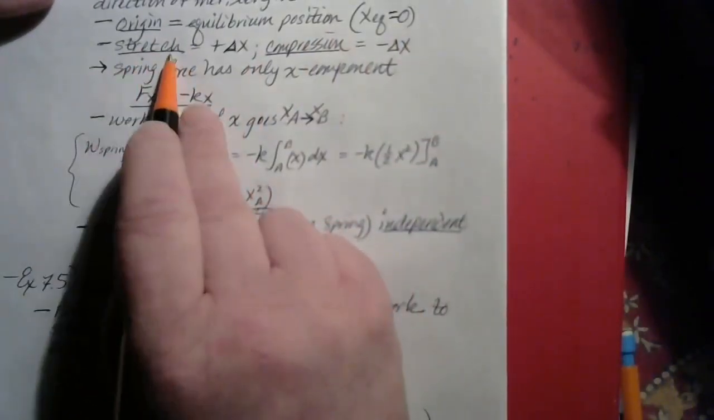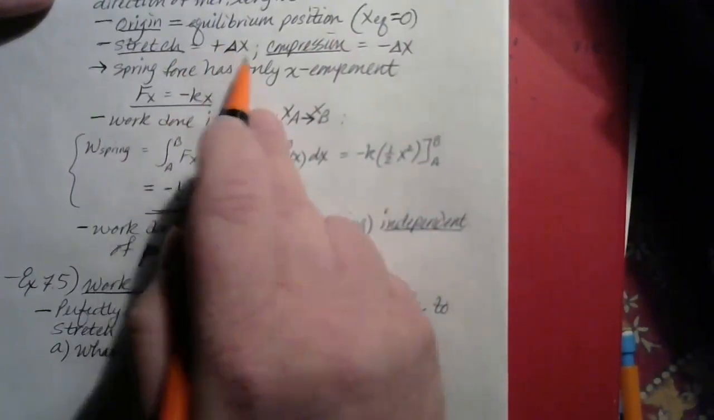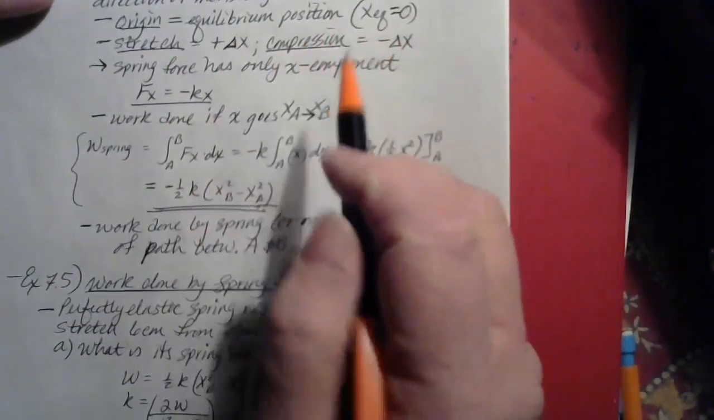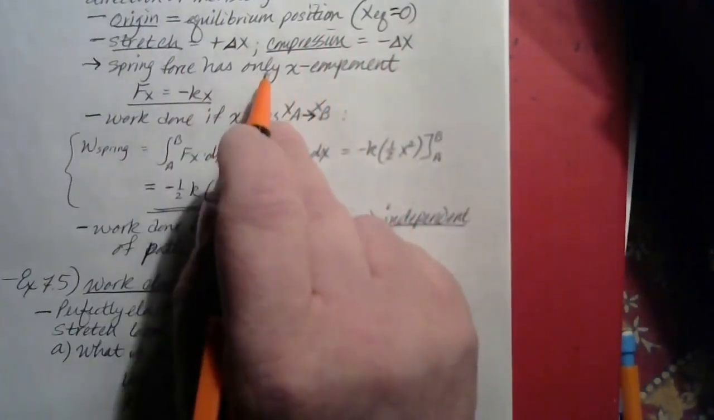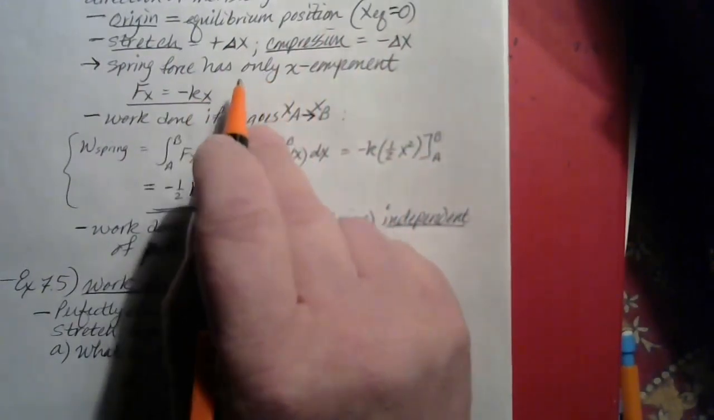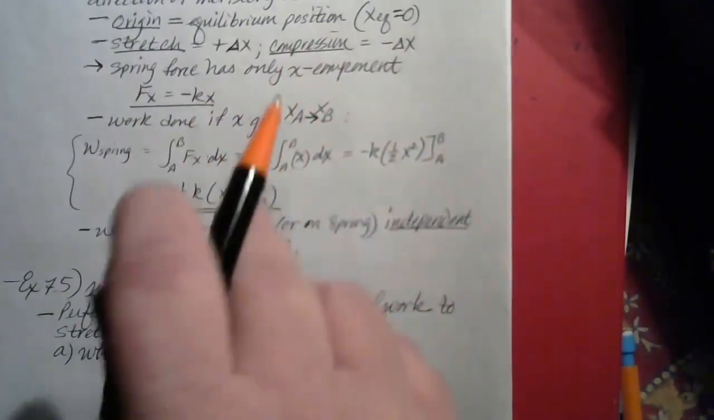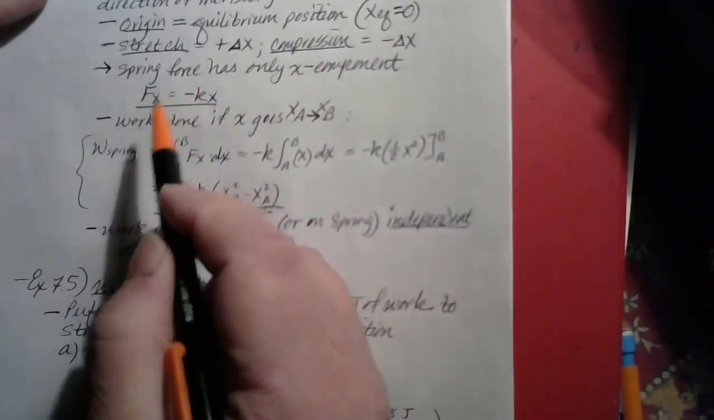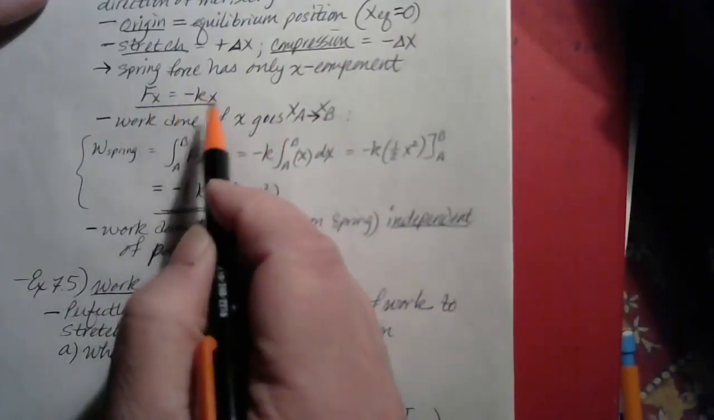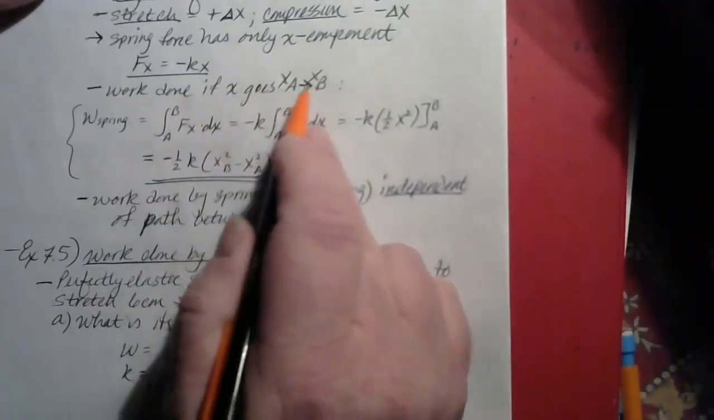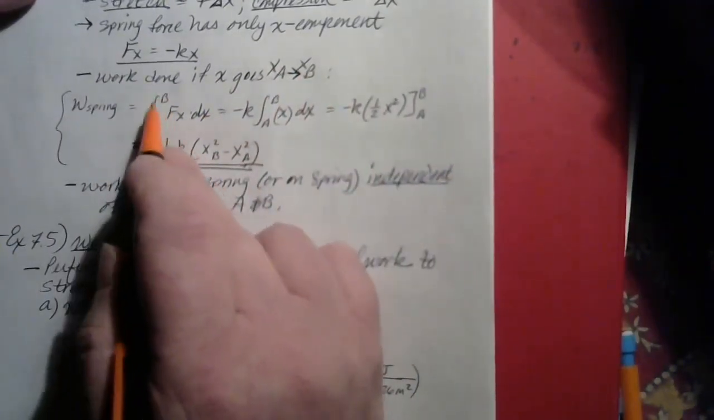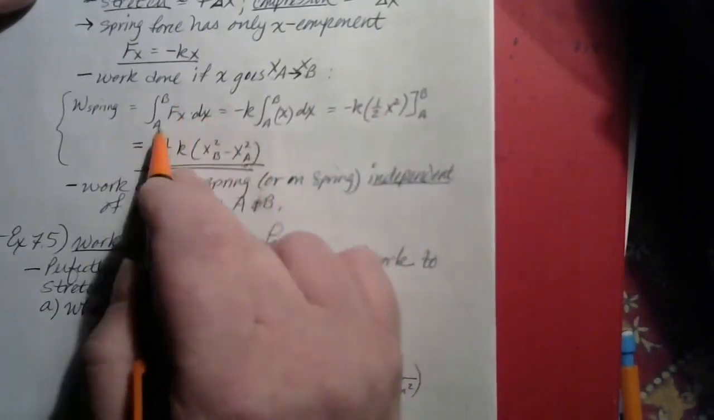Stretching or extension of the spring would be considered a positive delta X, and compression of the spring would be considered a negative delta X. And the spring force in this case, well, in any case, would only have one component, the component that's in the direction of the extension or compression. So F in that direction would be equal to negative kx. And the work done if x goes from, say, position A to position B would be just given as the integral of F_x dx from A to B.